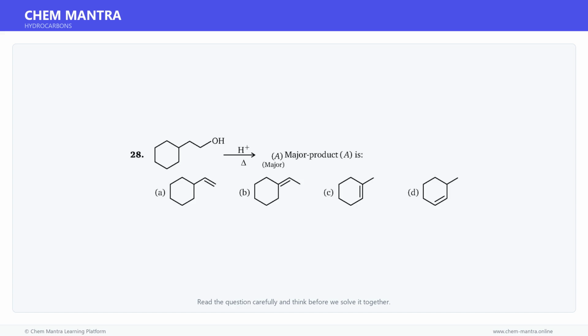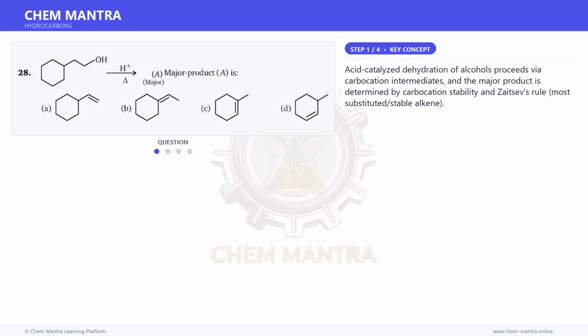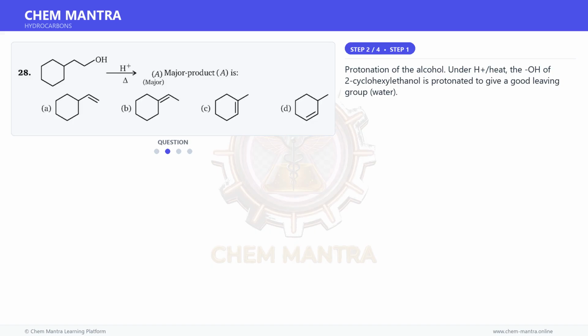Here is a question. Read it carefully and think about the answer. Let us solve it step by step. Let us first understand the key concept here. Acid-catalyzed dehydration of alcohols proceeds via carbocation intermediates, and the major product is determined by carbocation stability and Zaitsev's rule, the most substituted stable alkene.